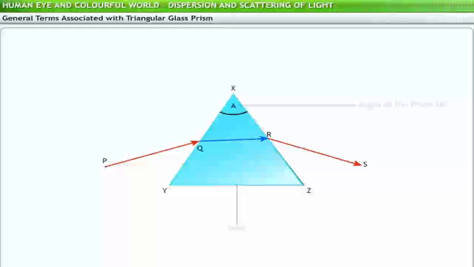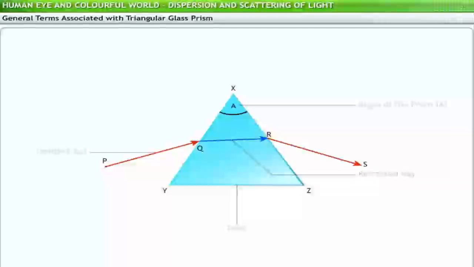Now, a quick recap of the terms associated with refraction. The ray of light that is incident on a surface is called an incident ray. Therefore, PQ is the incident ray. Q is the point of incidence. The ray that deviates at the point of incidence due to a change in the medium is the refracted ray. In this case, the refracted ray is the ray that travels inside the prism between the two refracting surfaces. Thus, QR is the refracted ray.